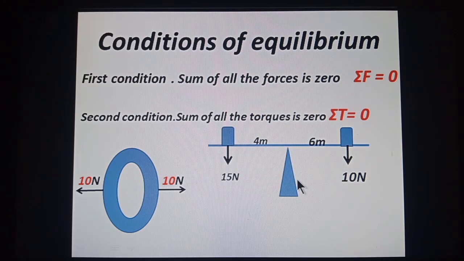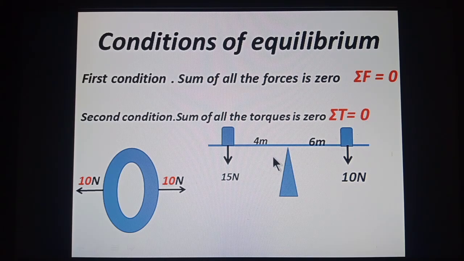Look at this diagram of a seesaw in which two masses are placed on opposite sides. One's weight is 15 Newton and the other's weight is 19 Newton. One's distance is 6 meter and the other's distance is 4 meter. You know this distance is called moment arm. Students, the seesaw is in equilibrium. It is satisfying this second condition of equilibrium that says the sum of all the torques acting on a body should equal 0.